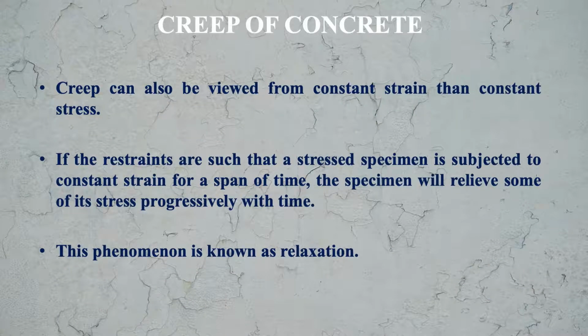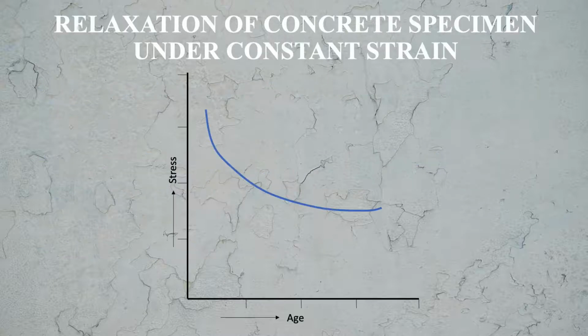Creep can also be viewed from constant strain rather than constant stress. If the restraints are such that a stressed specimen is subjected to constant strain for a span of time, the specimen will relieve some of its stress progressively with time. The phenomenon is known as relaxation, which you can see from the figure here. With age, the stress is decreasing.